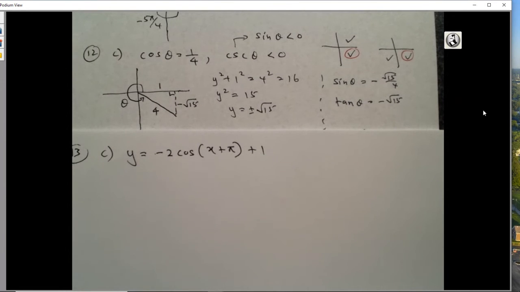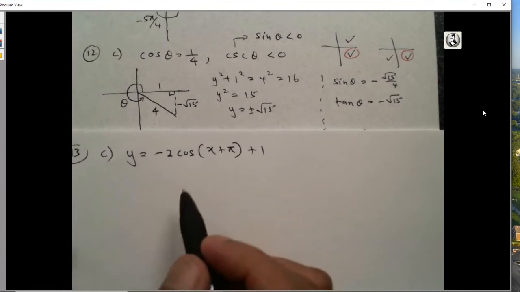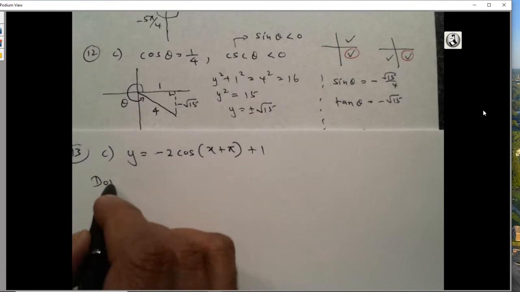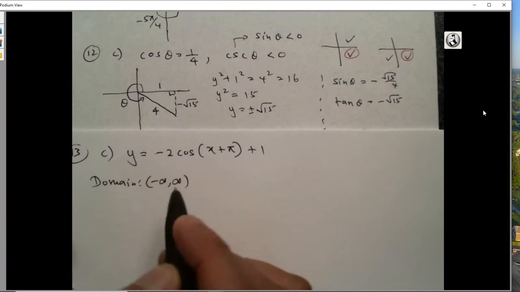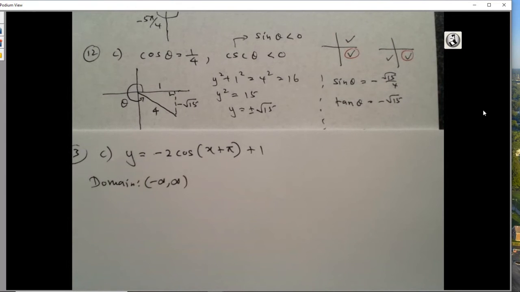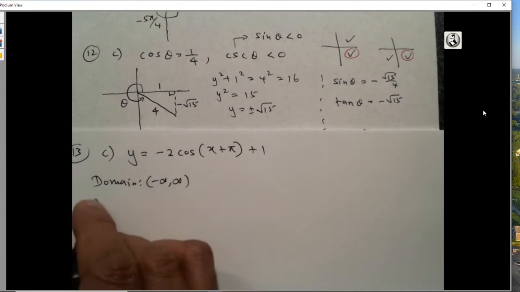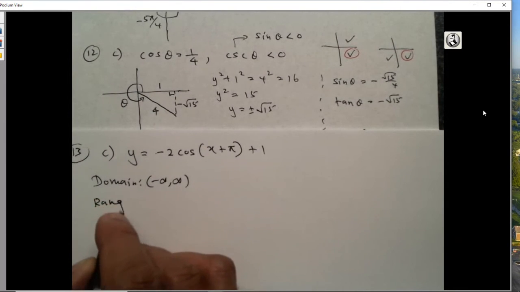Let's try to find the domain and range first. It's a sine or cosine, that means the domain is all real numbers. And the range, to find the range, we're going to use the shortcut method.